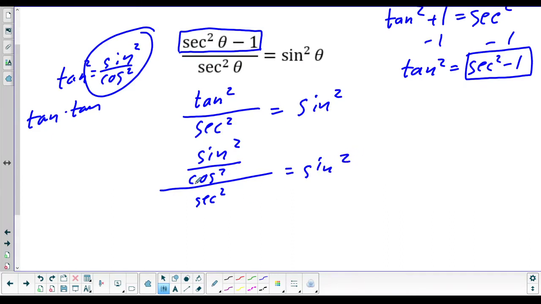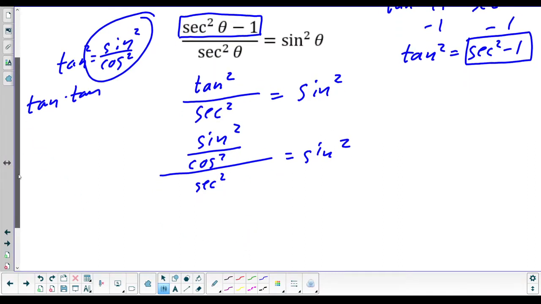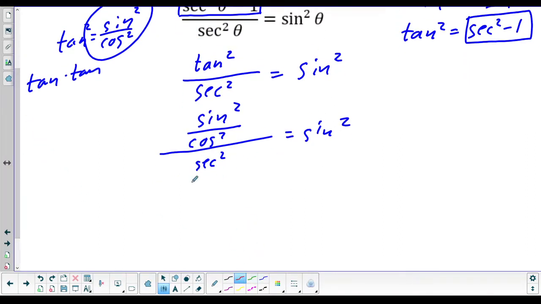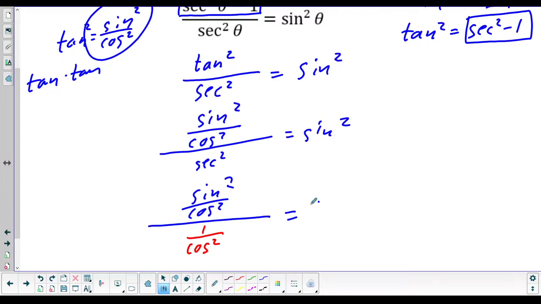All right. I need to get rid of this cosine somehow. Guess what secant's made of? Cosines. So let's go ahead and make our reciprocal substitution here. Okay, so we have the top still. We have sine squared over cosine squared over secant squared, which can be replaced with 1 over cosine squared. All right, equals sine squared.